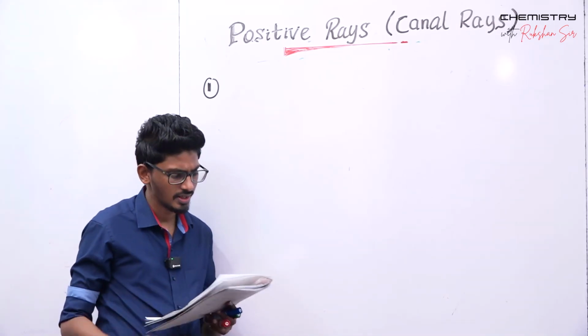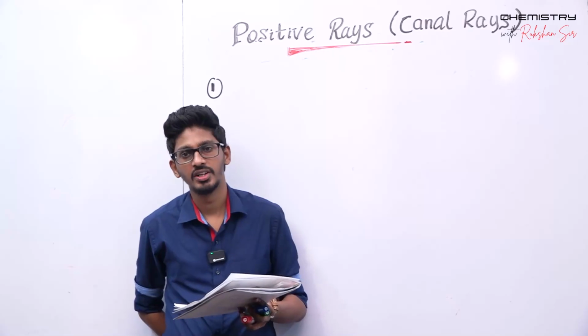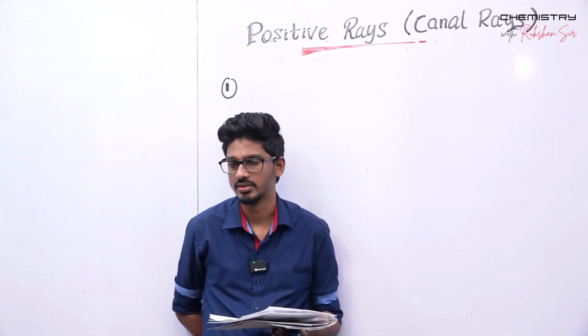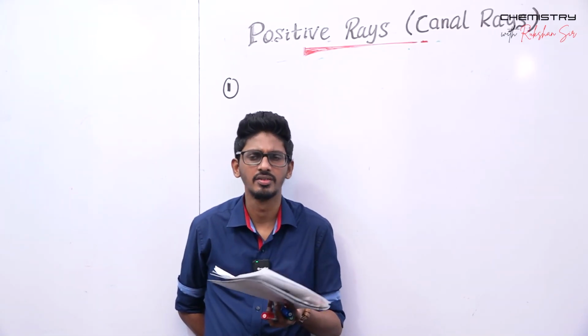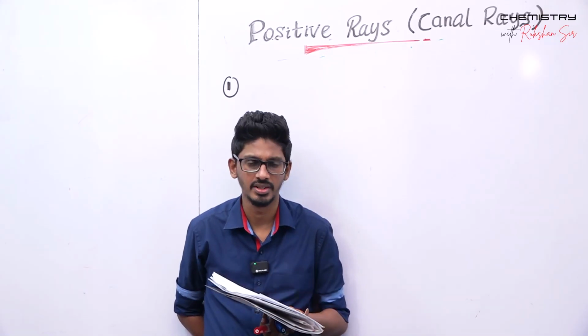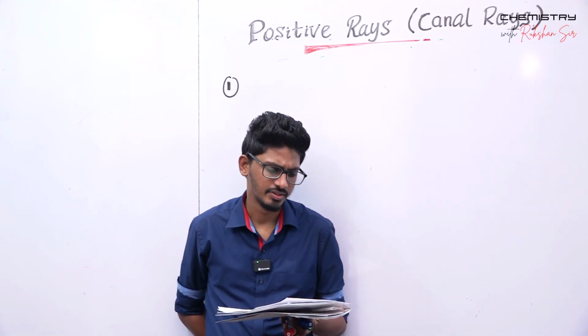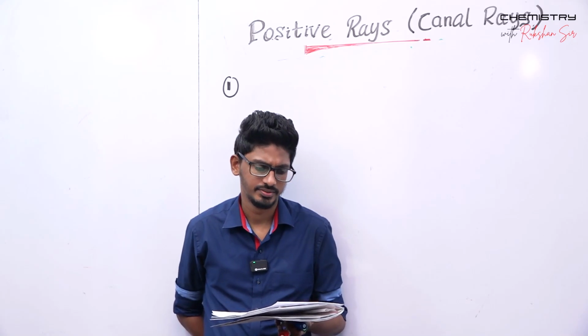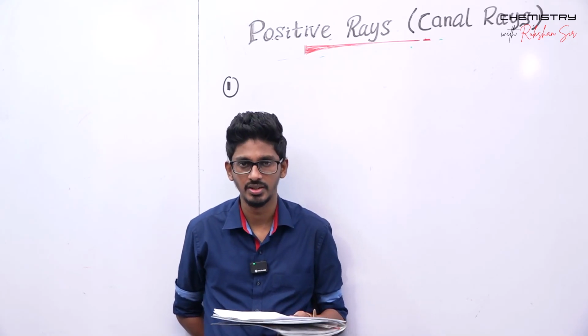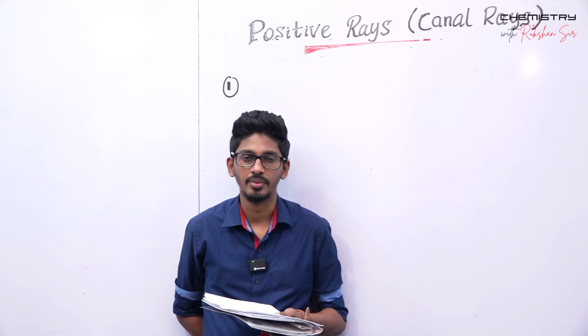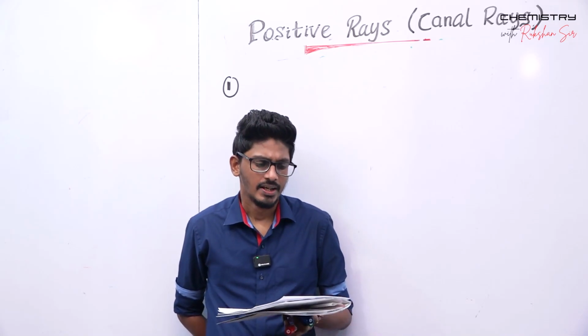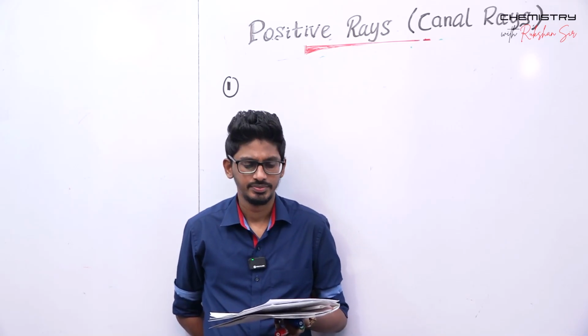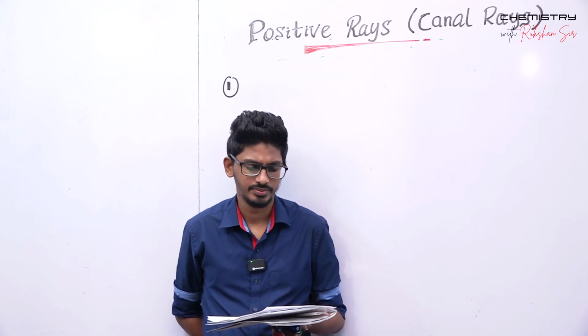Just write that down. Number one, they travel in straight lines, as the same experiments are carried out. I'm not going to explain that much. This is page number 9, the properties of the positive rays. They travel in straight lines.